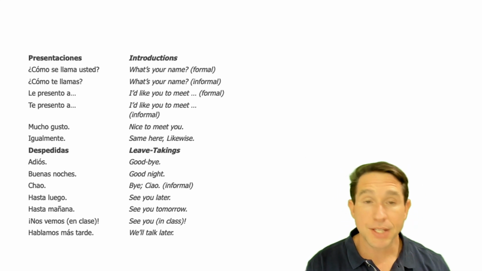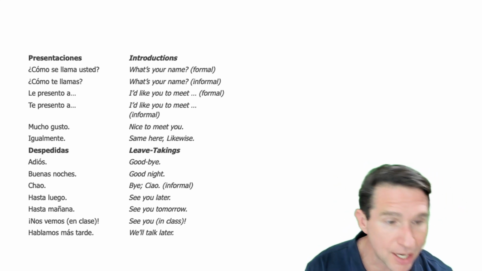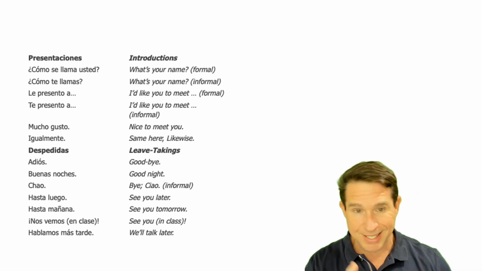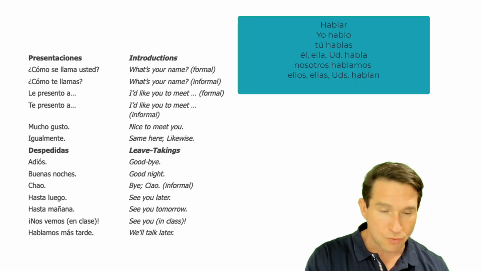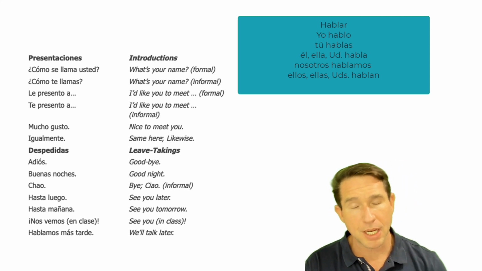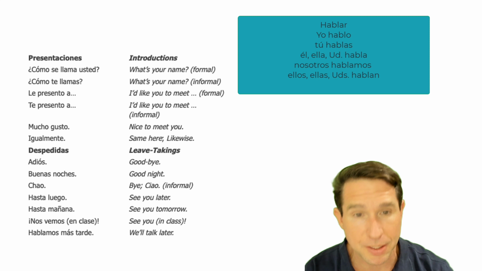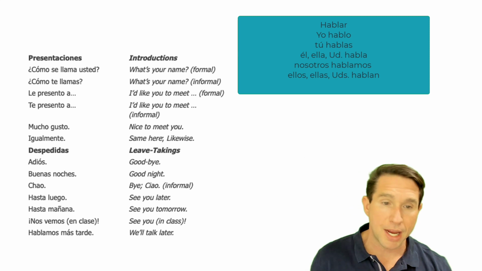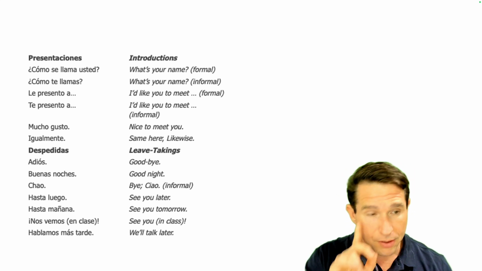Despedidas. These are how to say goodbye, right? Adiós or ciao. Buenas noches, buenas tardes, hasta luego, hasta mañana, nos vemos, we see each other, nos vemos, y hablamos más tarde, right? That's a direct sentence. We will speak later. We will speak more later. Hablamos, we speak, hablamos más tarde. Hablo más tarde, I speak. Hablas más tarde, you speak. Habla más tarde, he, she, it speaks, right? Etc., right?